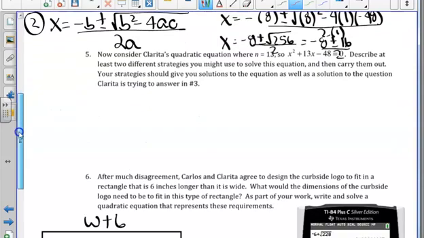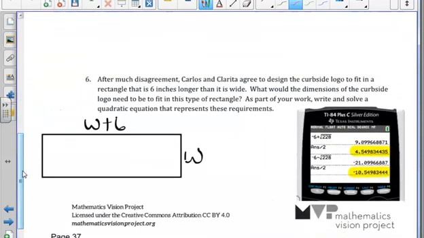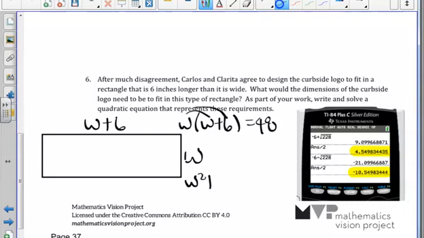Looking now to number 6. After much disagreement, Carlos and Clarita now want to design a Curbside logo that is 6 inches longer than it is wide, such as in the diagram here. We need to try then and solve the equation w times w plus 6 equals 48. We see that when we distribute the w, we get the quadratic function w squared plus 6w minus 48 equals 0.